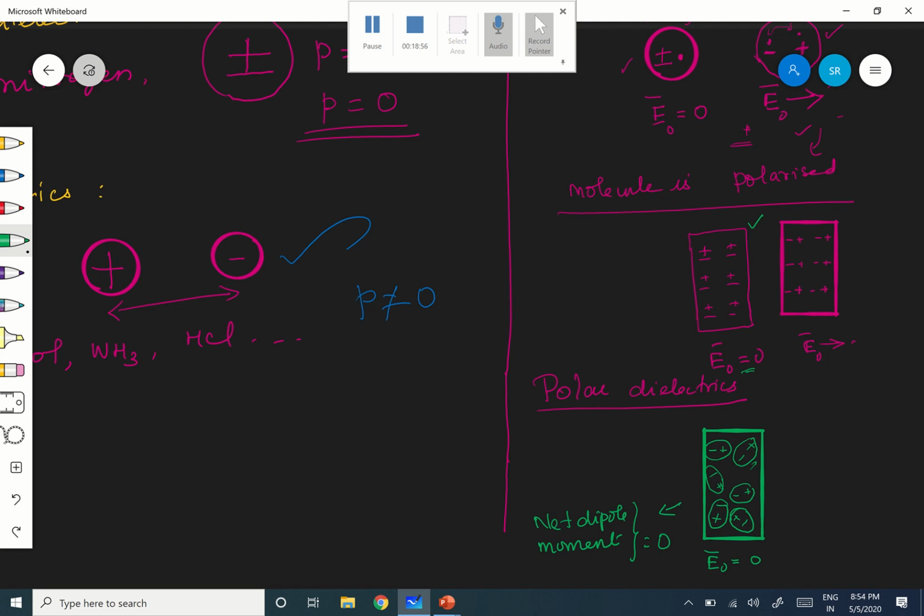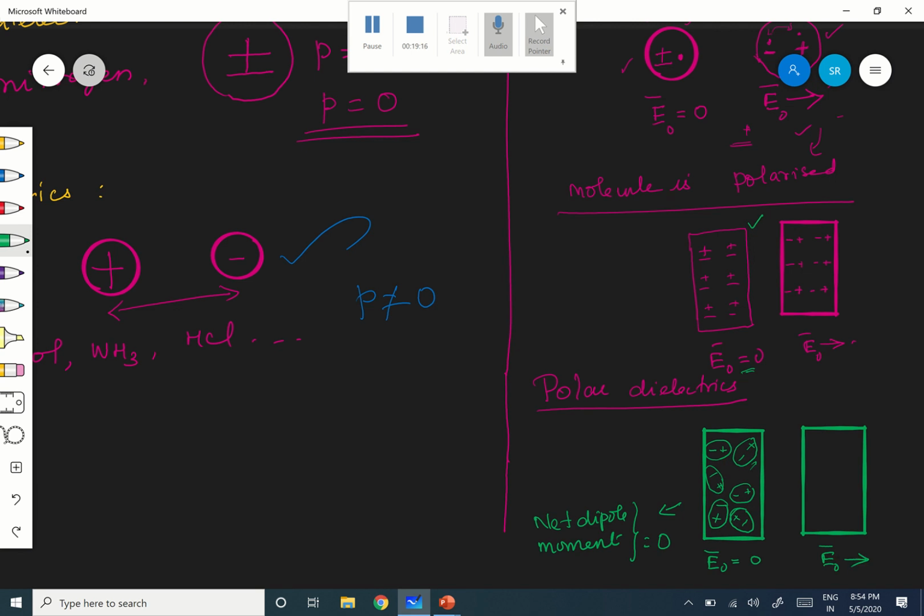Now what I am doing is applying the electric field. If I apply the electric field, what will happen? Now we are going to see. See, now I am applying an electric field, in this direction. Now you know very well what will happen.